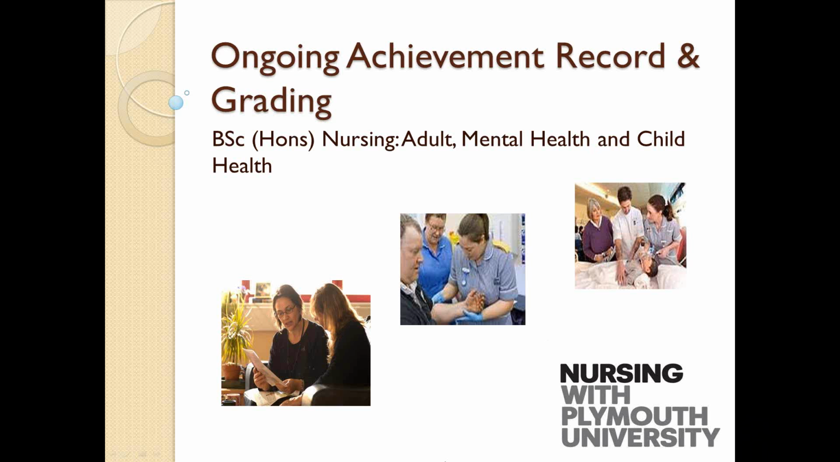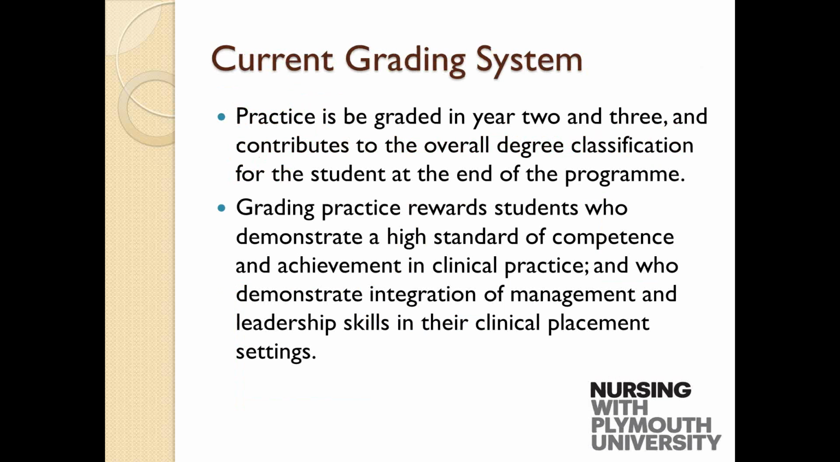To hopefully support you in understanding the grading process for the ongoing achievement record and grading for the BSc Honours Nursing Undergraduate Programme for adult mental health and child health students. With the current grading system, practice is graded in Year 2 and 3 of the programme, and this grading contributes to the overall degree classification for the student at the end of the programme. Grading in practice rewards students who demonstrate a high standard of competence and achievement in clinical practice, and who demonstrate integration of management and leadership skills in their clinical placement settings.